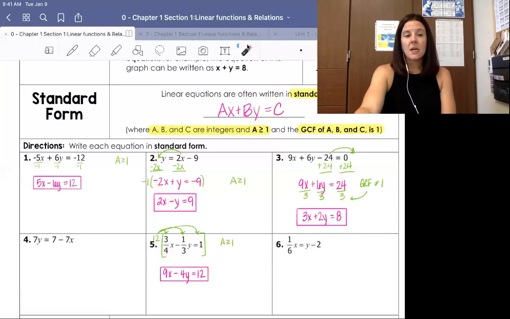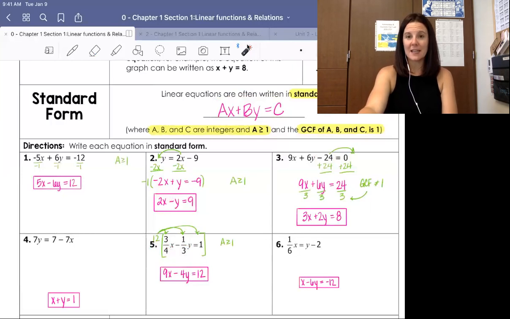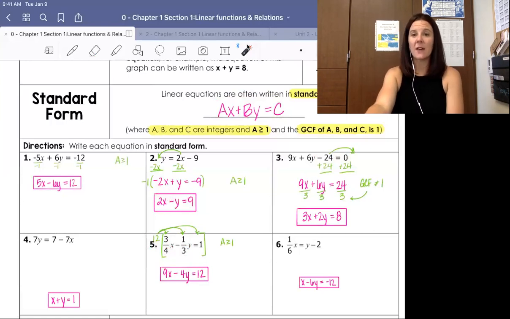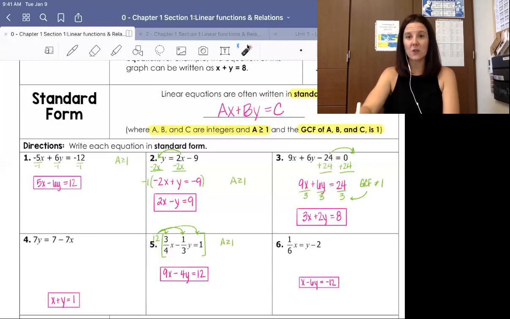All right, on number 4, your solution that you should have come to is x plus y equals 1. And on number 6, we're looking for x minus 6y equals negative 12. Hopefully you got those answers. If you didn't, be sure to let me know if you have any questions. Go back and look them over again, see if you can figure out what you did wrong or what you missed. All right, let's move on.